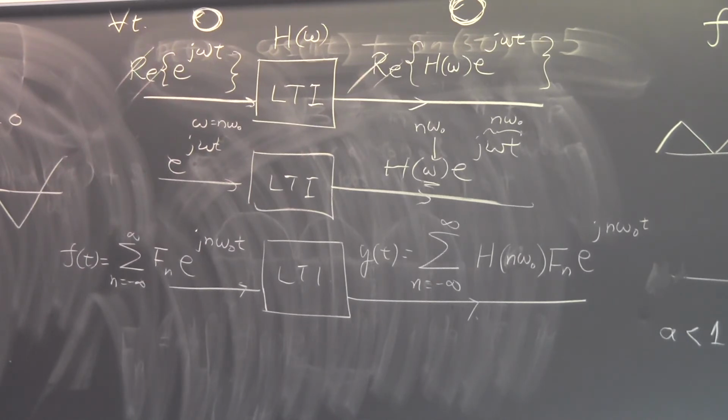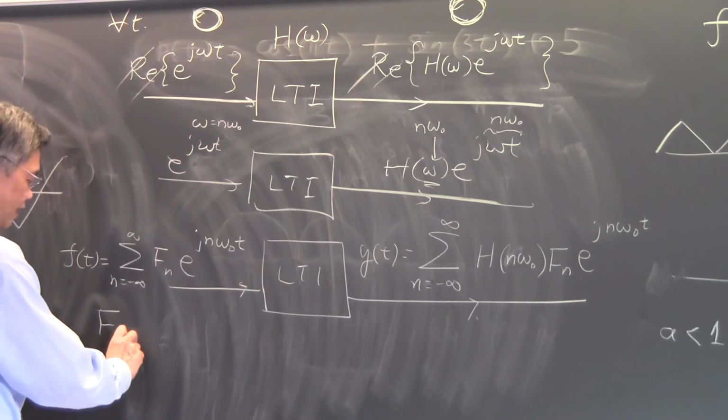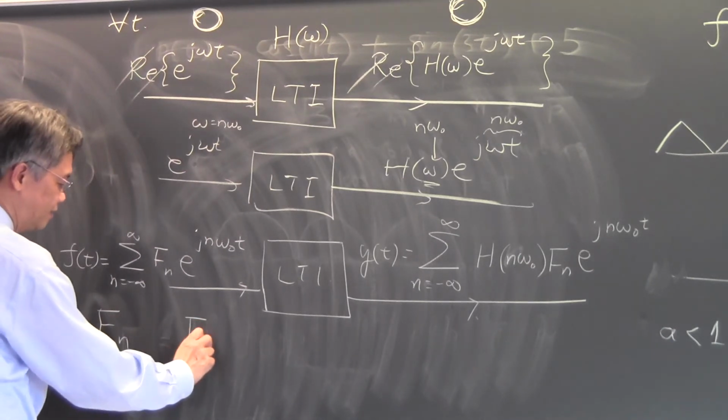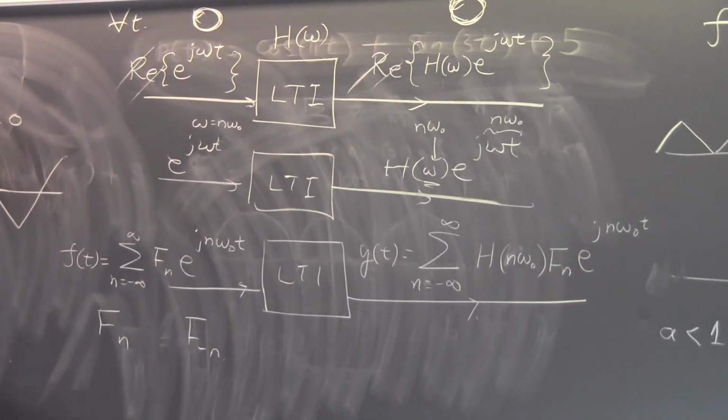So let me ask you one question. If f of t is a real function, what do you know about the relationship between f of n and f of minus n? If f of t is a real function, we have derived this property before. What is the relationship between these two? They have to be a conjugate pair.